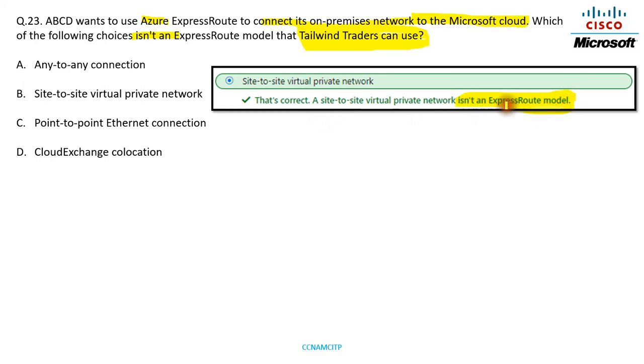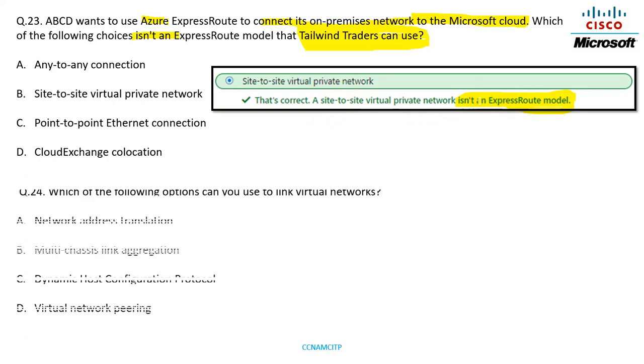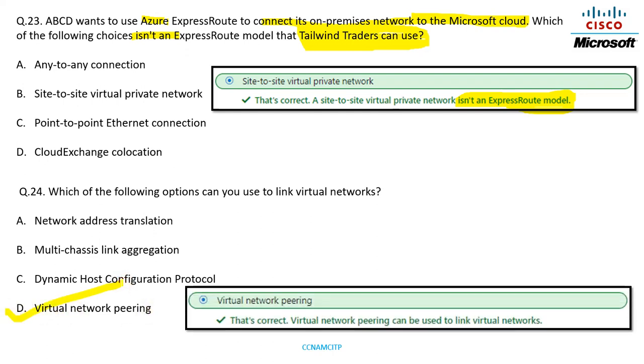Okay, and the next one is, which of the following options can you use to link virtual networks: network address translation, multi-chassis link aggregation, dynamic host control, or virtual network peering? So the answer should be D. Virtual network peering, because it is telling you to link virtual networks.